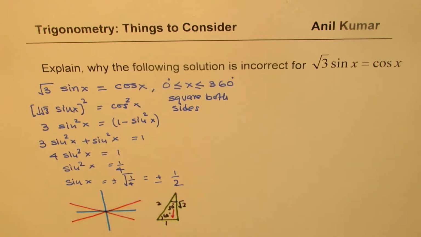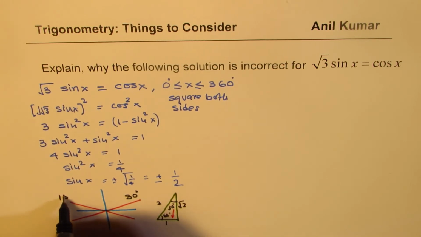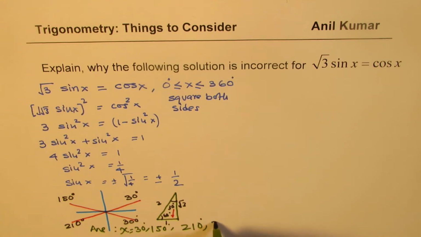Since we are looking for both positive and negative values, we get 30 degrees, 150 degrees (180 minus 30), 210 degrees (180 plus 30), and 330 degrees. So we get 4 solutions for our case, right? So that is our answer. We write down the answer as x equals 30 degrees, 150 degrees, 210 degrees, and 300 degrees. Okay, so that is the answer we provide. You need to figure out what is the mistake.